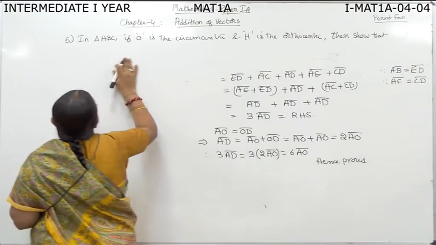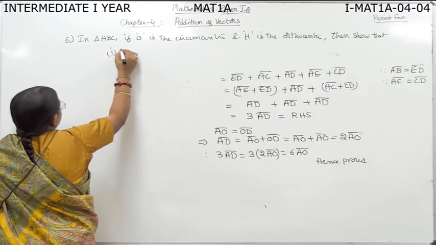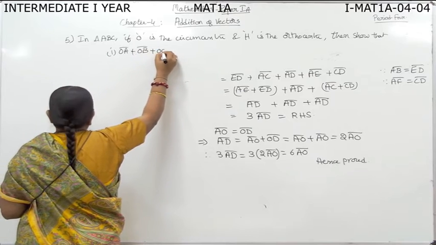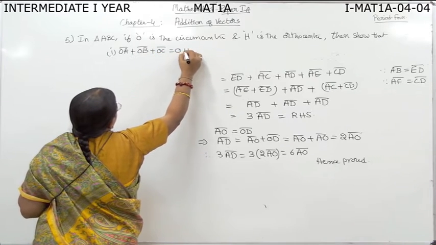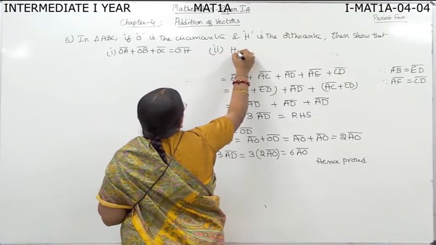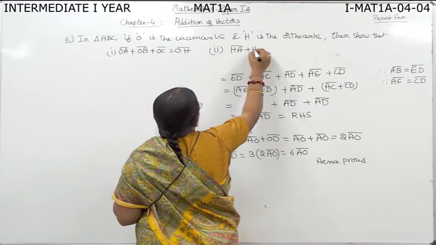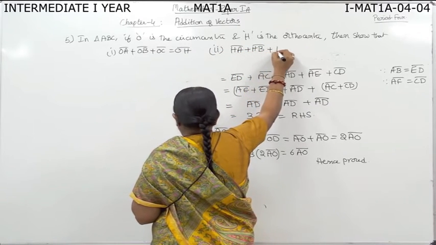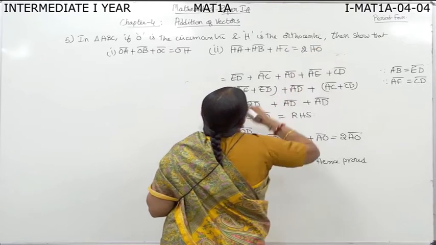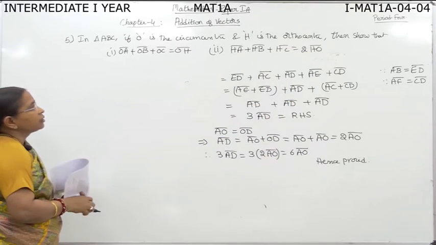first bit, OA plus OB plus OC is equal to OH, and then second bit is HA plus HB plus HC is equal to 2 times HO. This is the problem.